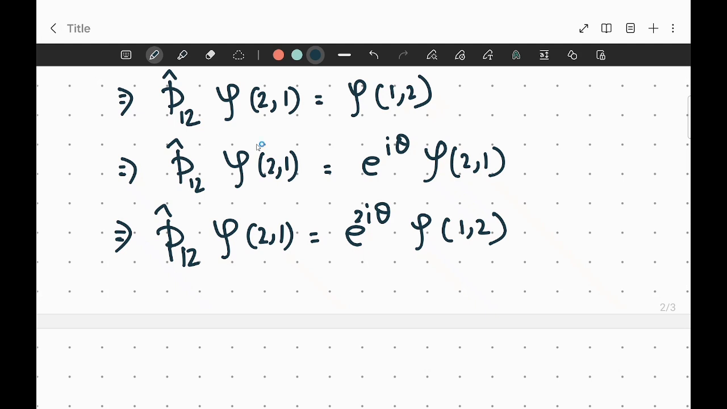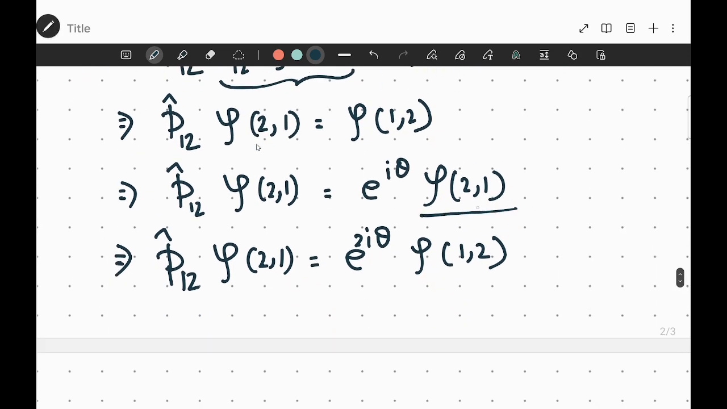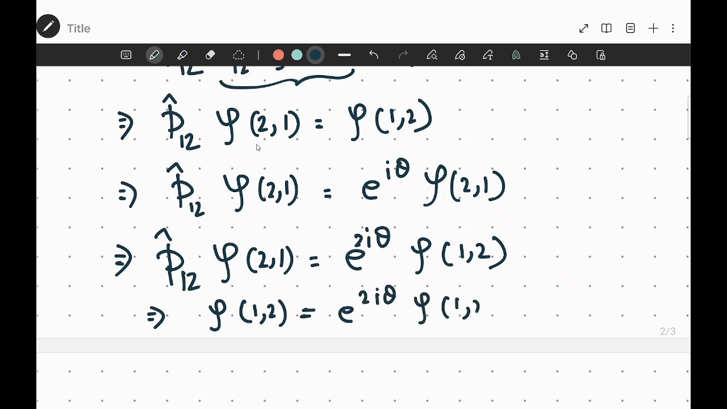Just what I have done, I am just repeating. Here it is psi 1, 2, 1. So I have put psi 2, 1 is equal to again e to the power i theta psi 1, 2. So that I have just put. So you can write psi 1, 2 is equal to e to the power 2 i theta psi 1, 2. It should be.